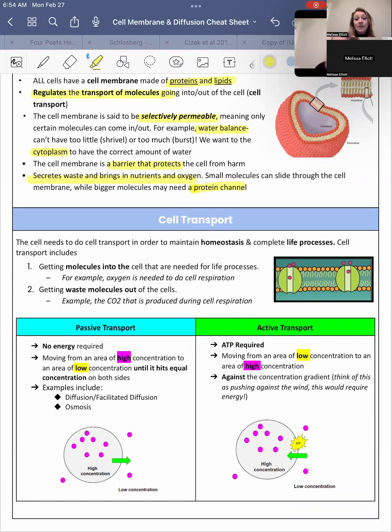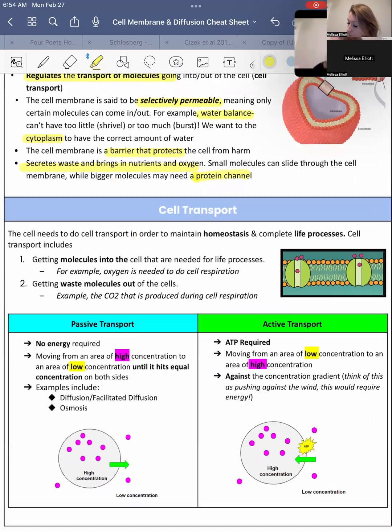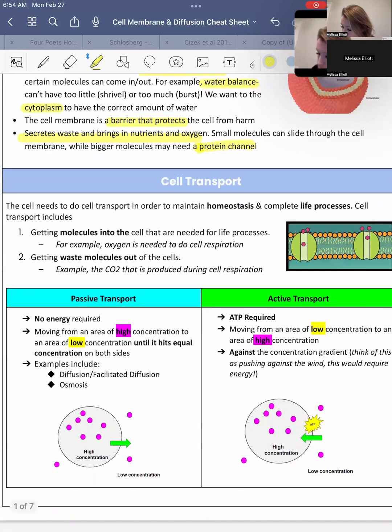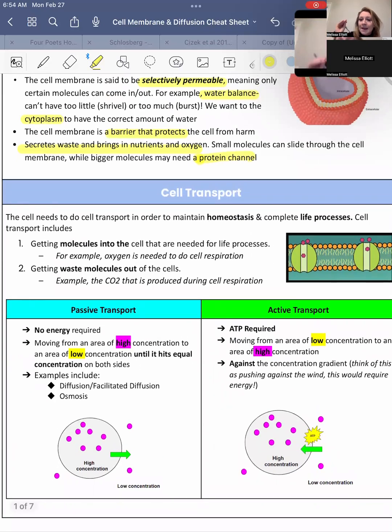So let's talk a little bit more about cell transport specifically, right? Obviously our goal of cell transport is to get molecules into the cell, like oxygen, and to get waste molecules out of the cell, for example, CO2, right? We don't want too much CO2 because that can mean that our blood gets too acidic. That's not good. So we have two big categories. We have passive transport and active transport.